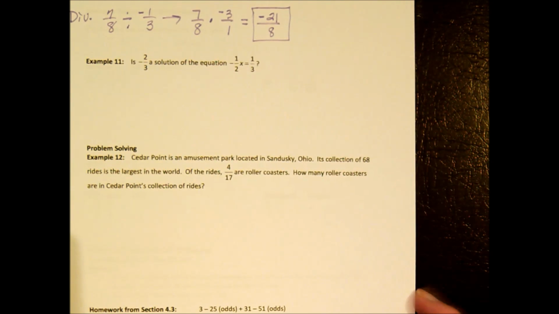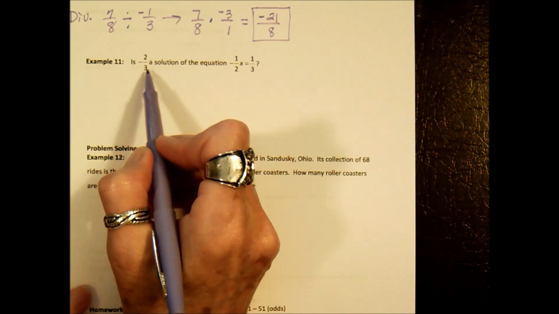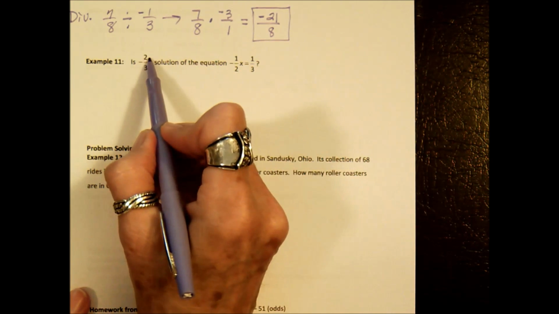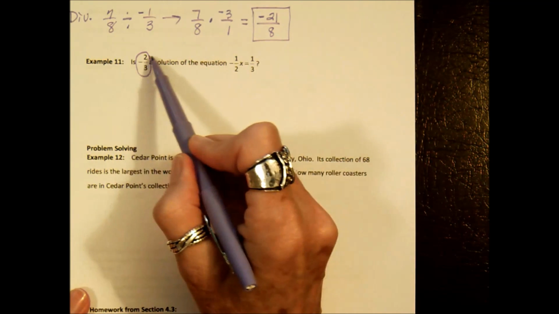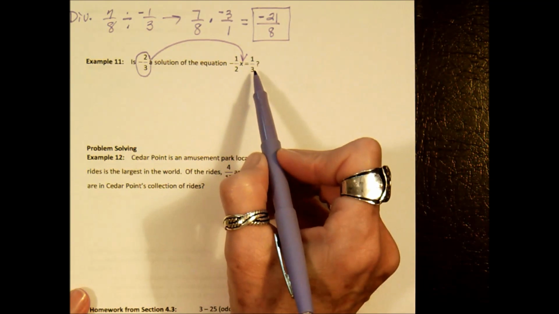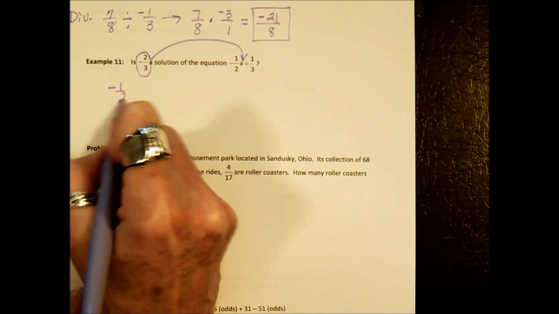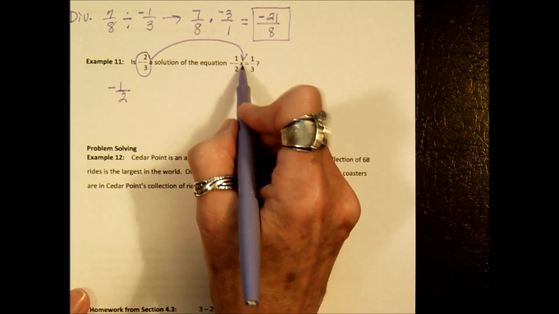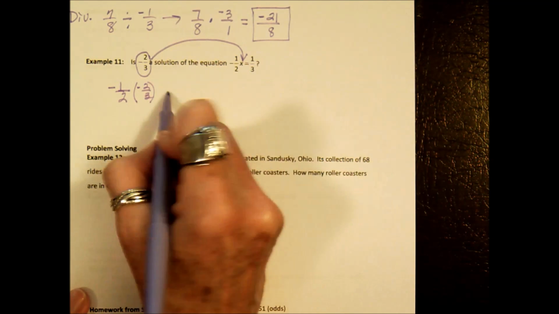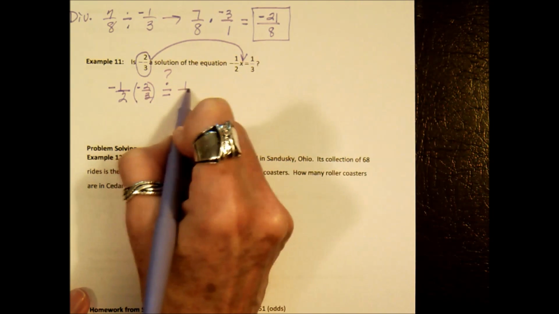The next question is worded kind of oddly, so I want to make sure you understand what it means. It says, is -2/3 a solution of this equation? Well, what that means is if I take -2/3 and I put it in the place of the x, will it equal 1/3? So let's try it. -1/2, take out that x, put in -2/3 in its place. Is that equal to 1/3?